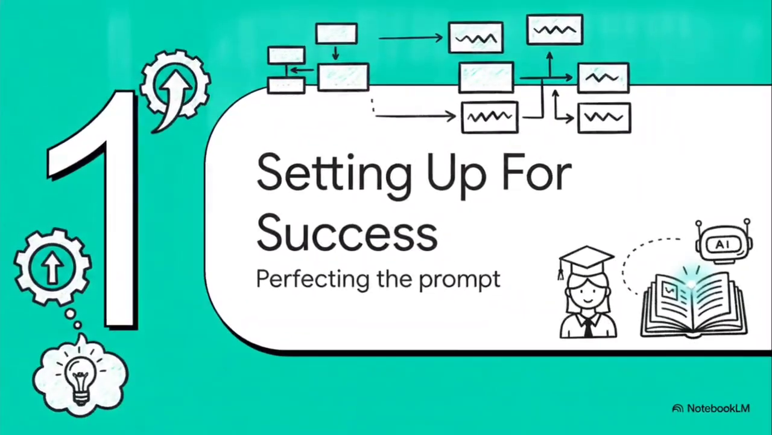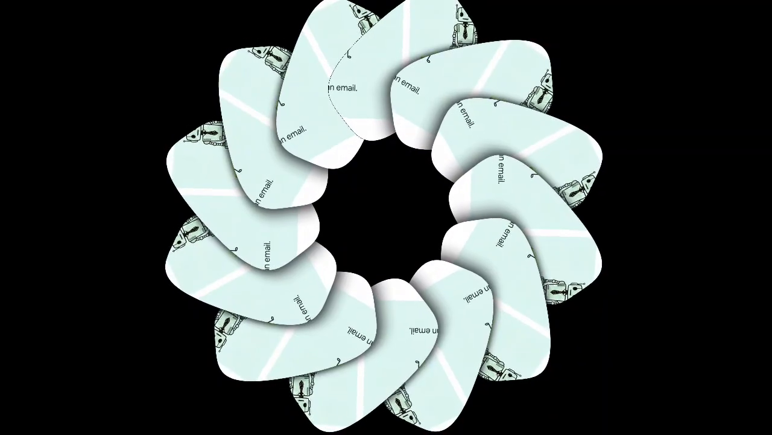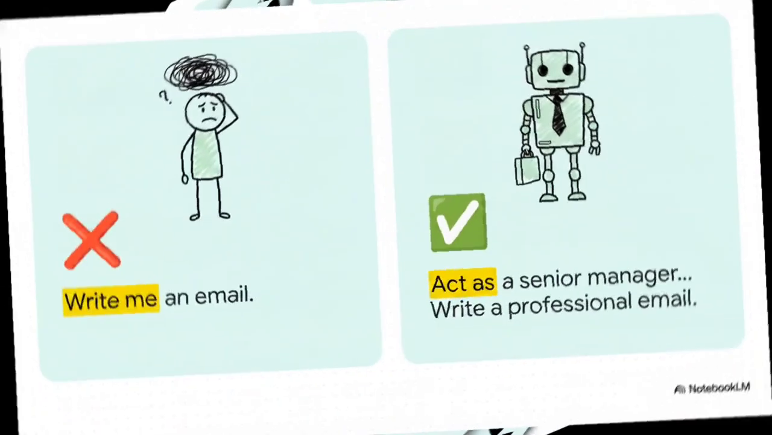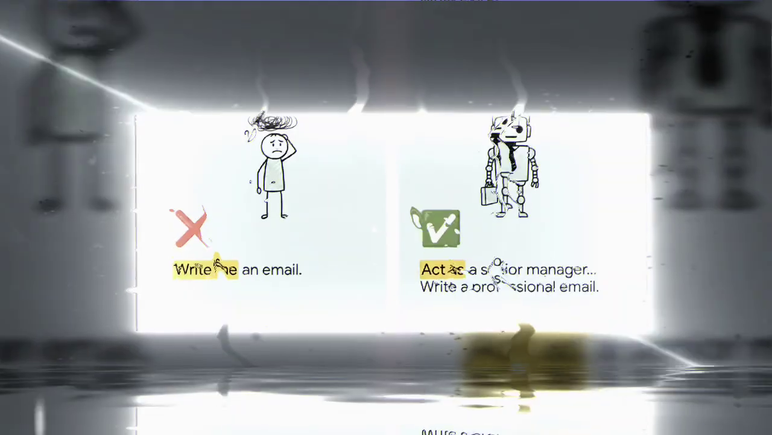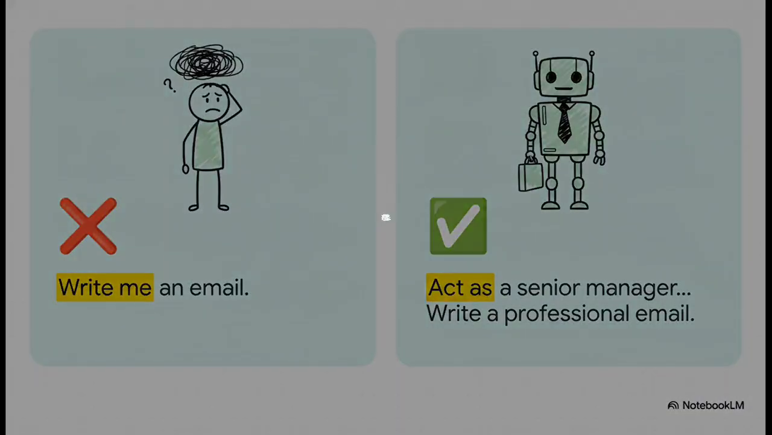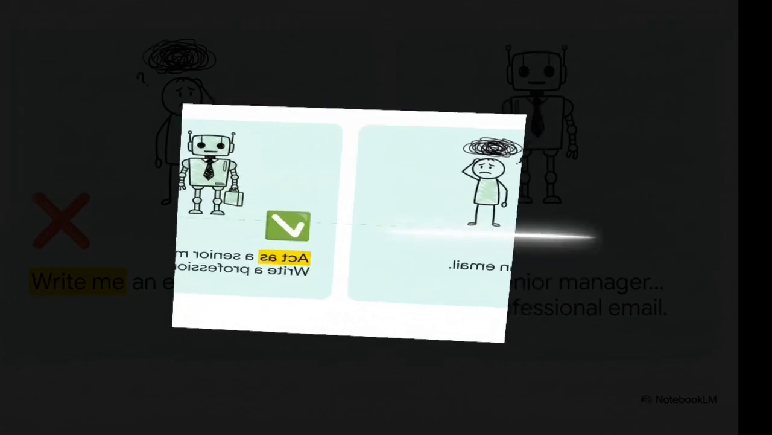Starting with Phase 1, setting up for success, where we'll master the art of the perfect prompt. Okay, so the single biggest mistake beginners make is treating AI like it's just a regular search engine. They type in a one-sentence demand, something like, write me an email. But a pro assigns a role. They'll say, you are a senior marketing manager with 15 years of experience, write a professional email that sounds friendly and persuasive. See the difference?